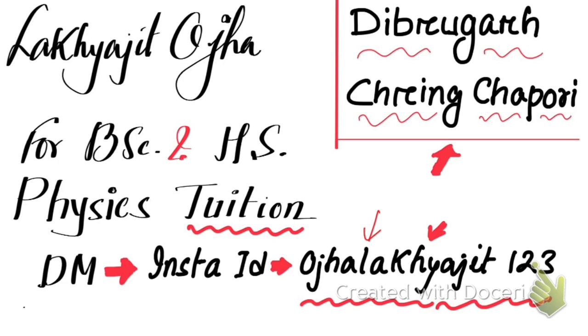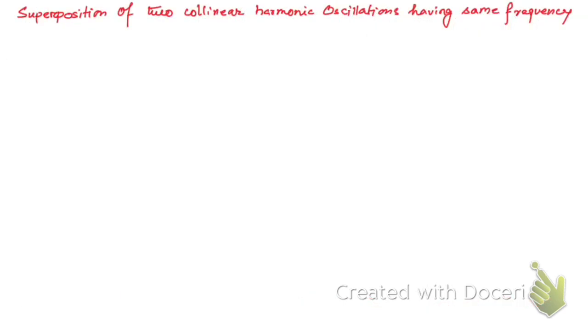So now let's start the topic. We're gonna discuss two different cases. In this video we're gonna discuss one case, that is, superposition of collinear harmonic oscillations having the same frequency. In the next lecture, I'm gonna discuss superposition of collinear harmonic oscillations having different frequencies.